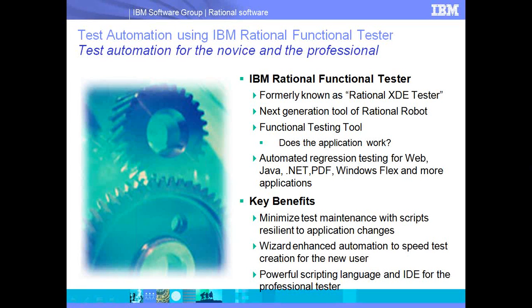Of a GUI object or text of an object changes, RFT can still find it at the time of playback. Then it goes beyond the record and playback of the user interaction. It's not just about record and playback, but it allows a lot of wizards to help even less technical users to build verifications and data-driven tests.